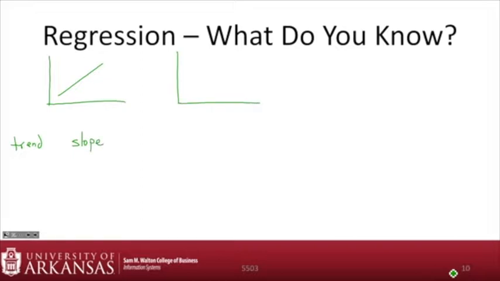So this one that I have has a positive slope. What would a negative slope be? Downward. Down, right? So there's a negative slope. See, you guys know things. And then this one would be no slope. The slope equals 0.